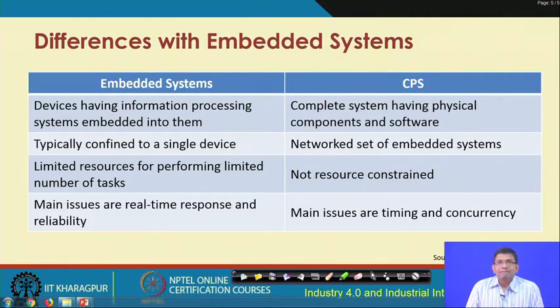In an embedded system, the main issues are real time response and reliability. On the other hand, in a cyber physical system, in addition to these, the main issues are timing and concurrency. So, these are the primary differences between cyber physical systems and embedded systems.